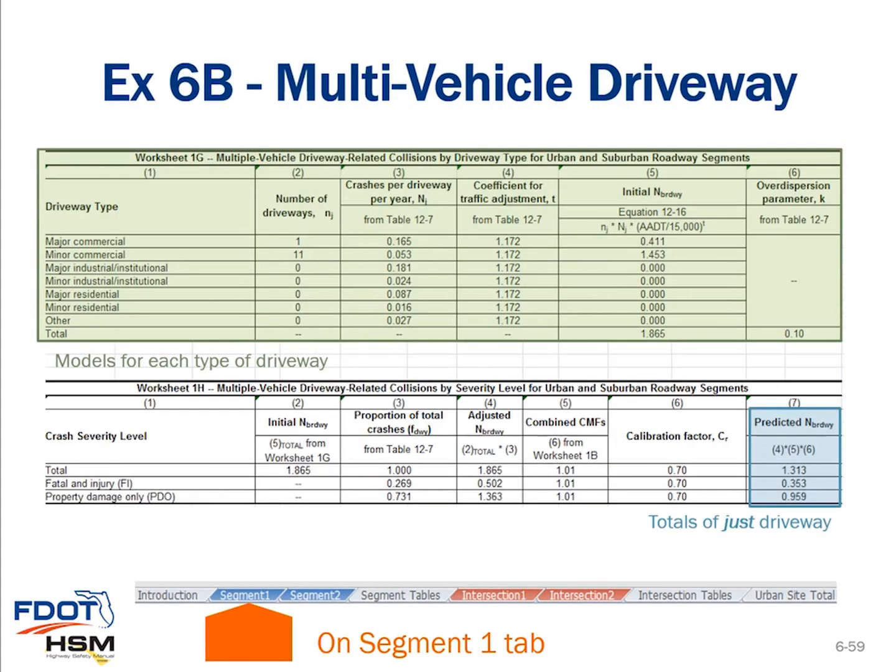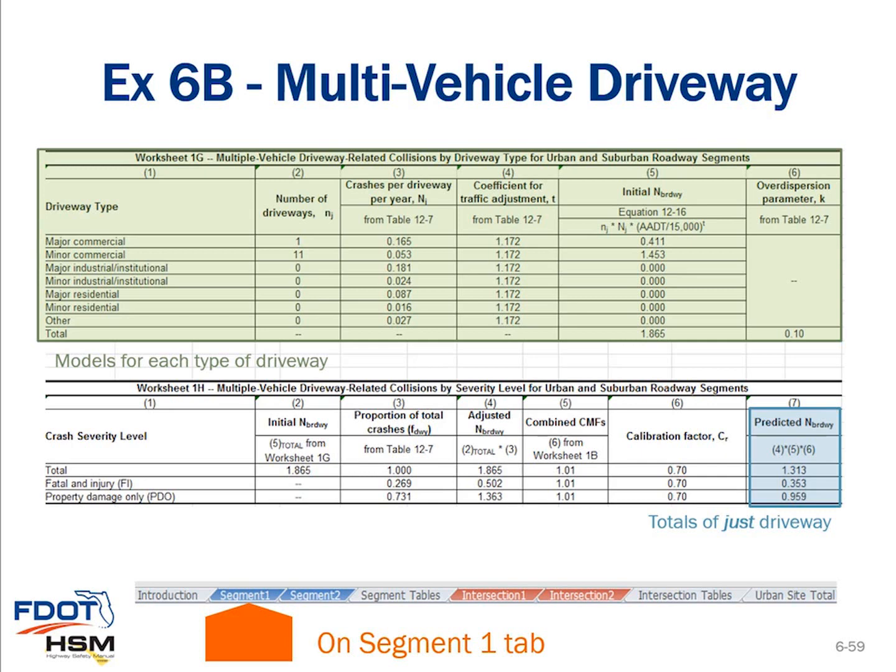Going further down the spreadsheet, we can now look at the multi-vehicle driveway, which is shown in worksheet 1G, still under the same segment 1 tab, and you will see the driveway types all shown in the left-hand corner of the highlighted cells, showing the major commercial, minor commercial. We've entered in 1 driveway for the major commercial, 11 for the minor commercial, and you can see the resulting crashes that we get for those driveways. And then it totals down in worksheet 1H, showing the total crashes to be 1.313 for the overall driveway crashes, and this again is for example 6B.